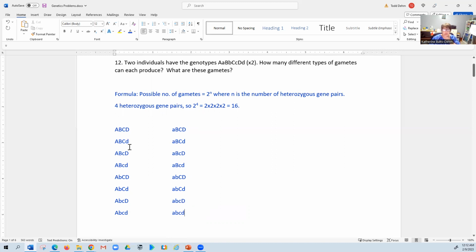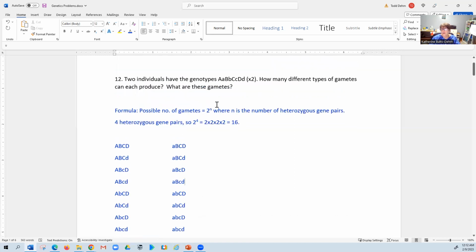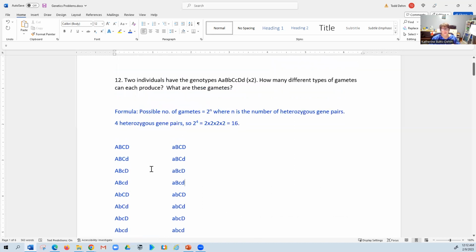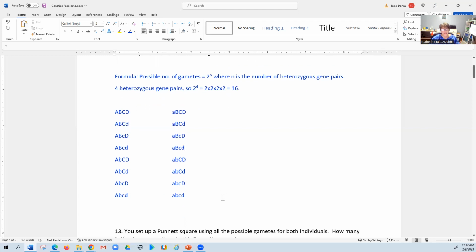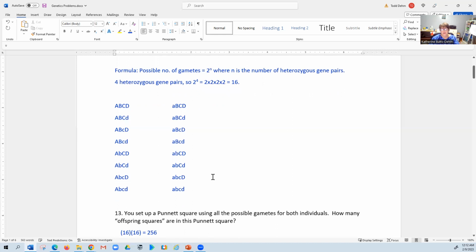Now it gets tricky, but with the C's, you go 2 big C, 2 little c, 2 big C, 2 little c on both sides. And then the big D is every other one: big D, little d, big D, little d, big D, little d, big D, little d. So these are our 16. I would warn that it took me at least 2 tries to get these right. So you want to make sure that you can come up with those gametes.